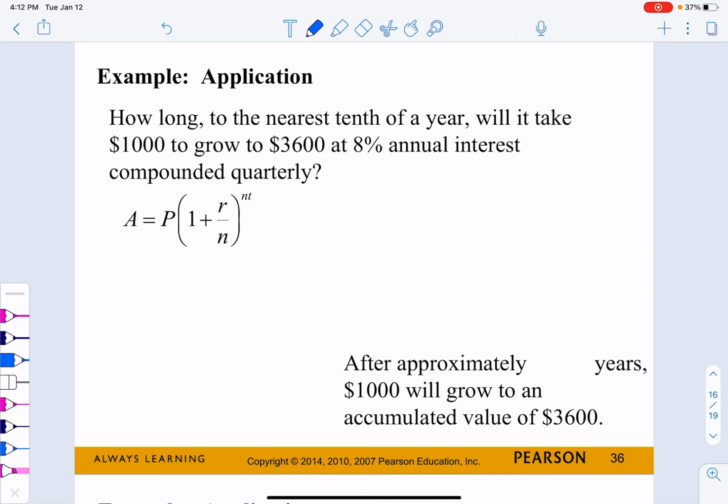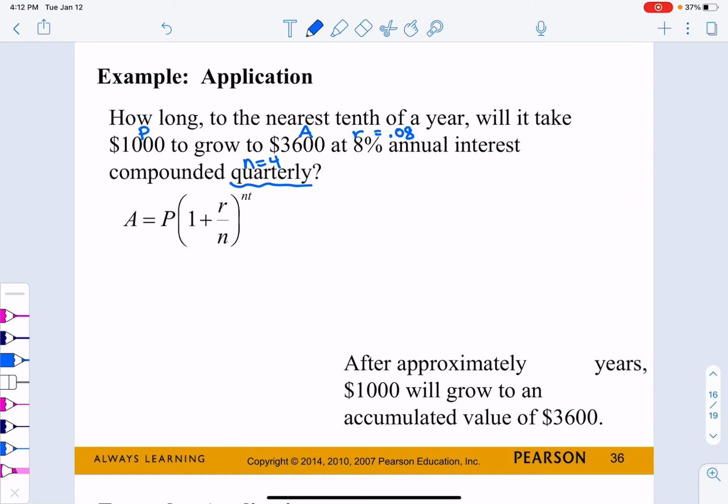The application says, how long, to the nearest tenth of a year, will it take $1,000 to grow to $3,600 at 8% annual interest compounded quarterly? The one thing they don't tell us numerically is quarterly, but at this point you hopefully know that n is equal to 4 if it's quarterly. Our 3,600 is going to be our A. We want it to grow to that amount. Our initial amount of money, our principal that we're putting in, is 1,000. And obviously that 8% is going to be our rate, but we need that as a decimal, 0.08.